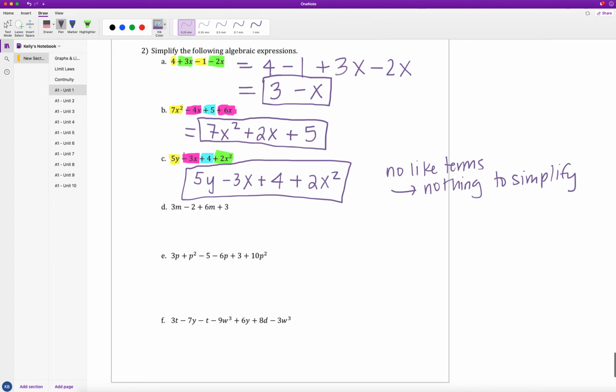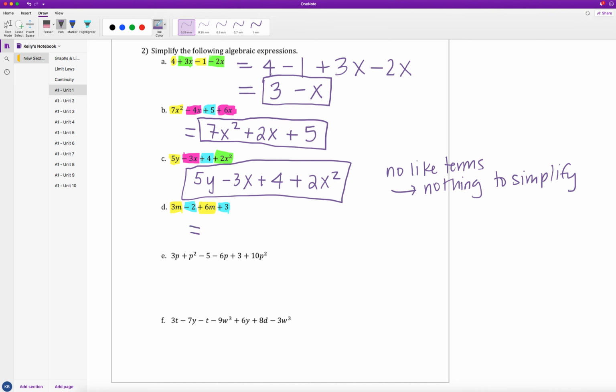Okay, let's look at example 2D. I'm going to have you guys pause the video again and try it on your own first. Okay, let's check 2D. So we have our first term here is a 3m. Now if I check my next term is a negative 2, well those aren't like terms, but I do have a 6m, so that's a like term, so I'll be able to combine those. Then I have a plus 3. So the negative 2 and the plus 3 are both constant, so those are like terms, so I will be able to combine them together.